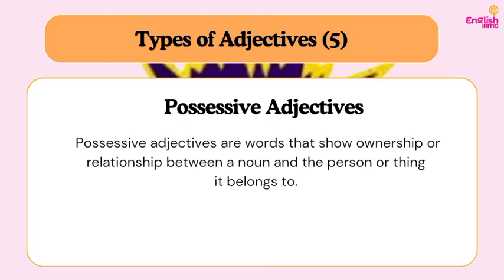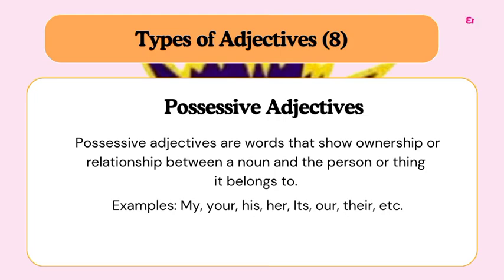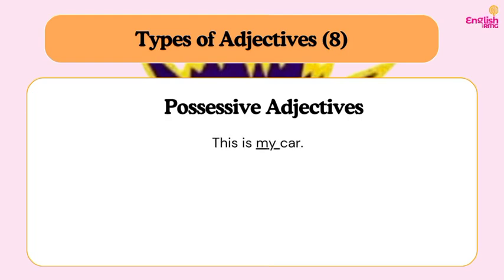Do you understand? So when I say my bag, your book, I'm showing possession with my and your. Other examples include his, her, its, our, their, etc. So I can say their house, our school, our bag, its leg, etc.